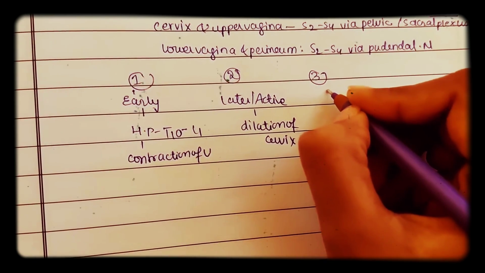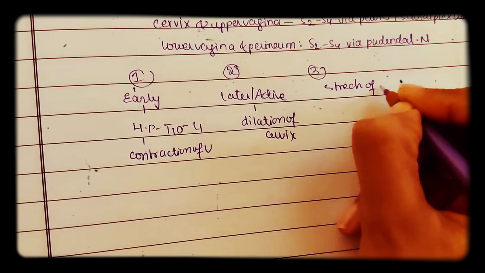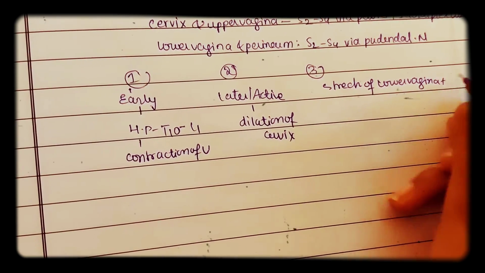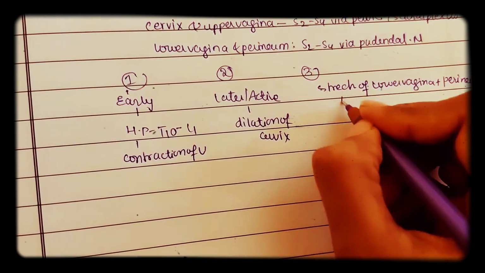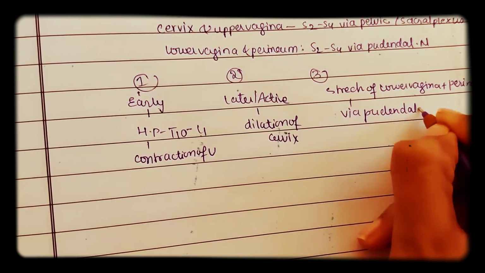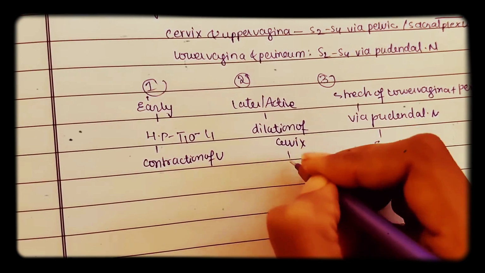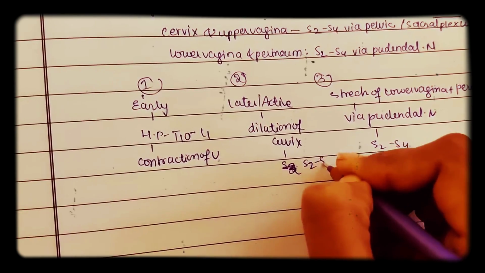And coming to the third stage of labor, it is due to stretch of the lower vagina plus perineum. Okay, and the pain is carried via the pudendal nerve. And it is supplied by S2 to S4. This is also from S2 to S4.